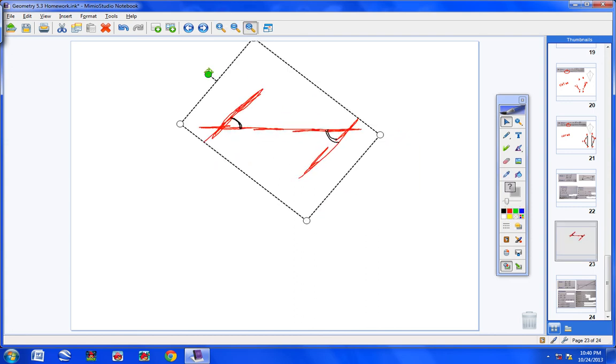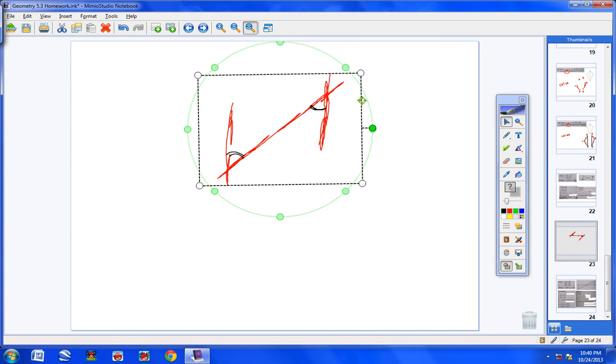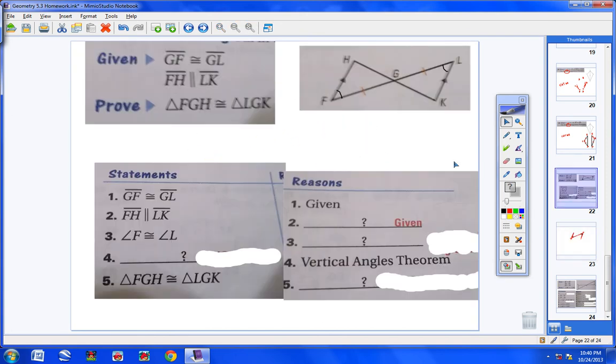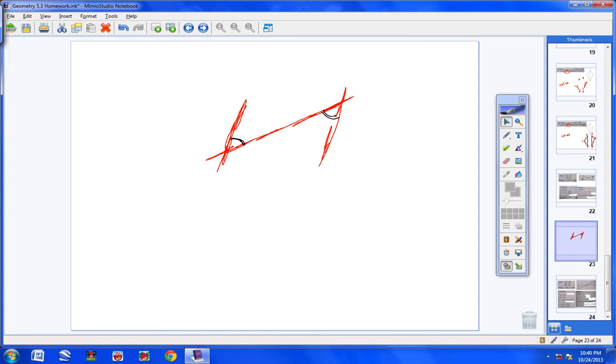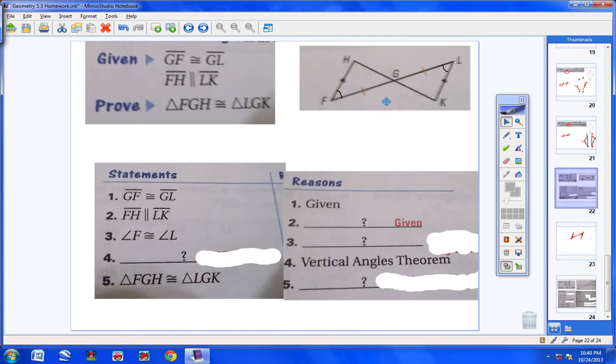Maybe I rotated it the wrong way. Maybe I should have rotated it that way. I'm not sure. But either way, the reason that I can state this is because alternate interior angles are congruent. So here it is right here. Alternate interior angles are congruent. I know it's cut off here, students, but you can use your imagination. Alternate interior angles is why. Okay? All right, let's move on now and take a look at step 4.